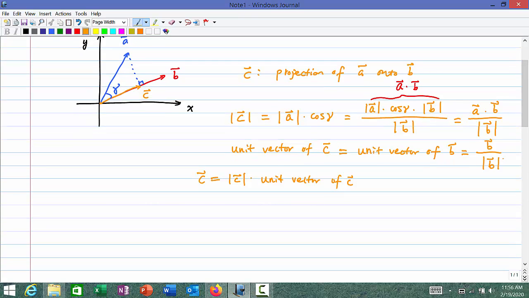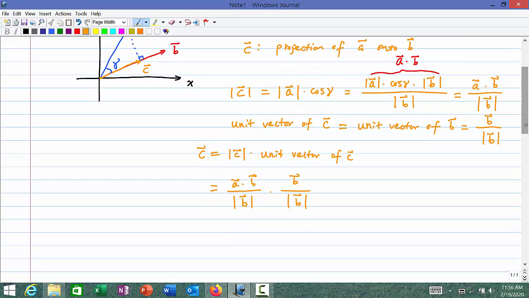So we have already obtained the length of C and the unit vector of C. Now we can calculate this. C is A dot B, the dot product of A and B, divided by B's length, times the unit vector of C, which is B divided by B's magnitude, the length of B. That's how we compute the projection of a vector onto another vector.